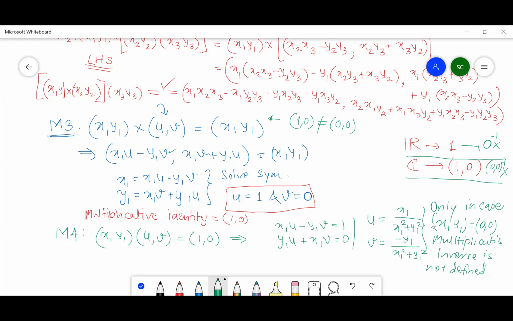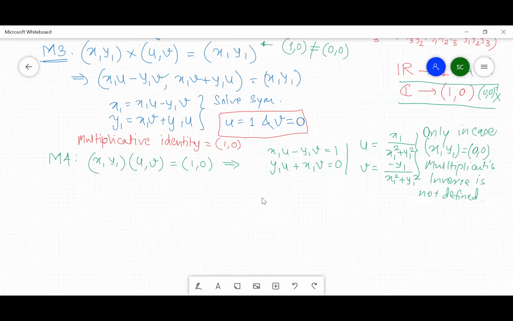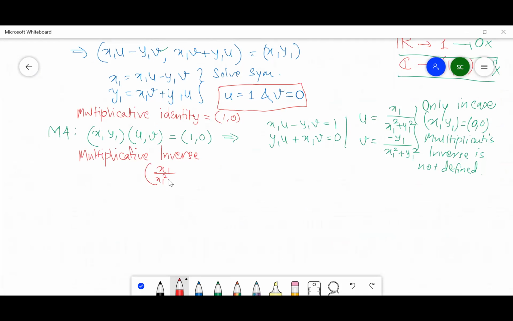But for every other number, we are just removing one out of infinitely many ordered pairs and saying that we fail to give you the inverse of the origin (0, 0). That is fine. That is not a big deal. We are achieving much more than what is required. So now M1, M2, M3, M4 is through. We have got the multiplicative inverse. So let me write down the multiplicative inverse, which will look like x1 upon x1 square plus y1 square, minus y1 upon x1 square plus y1 square.